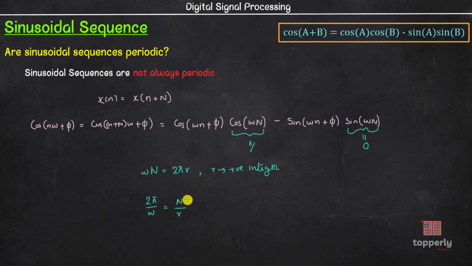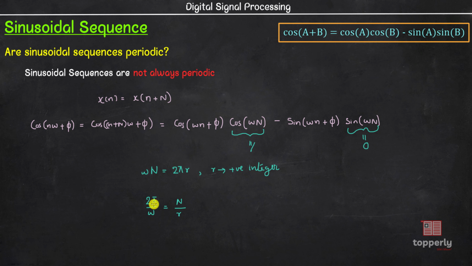Here, N is a positive integer and similarly, r is also a positive integer. This means that the ratio N by r is a rational number. Therefore, for the equation to hold true, the ratio 2 pi by omega should also be rational. So, the sinusoidal sequence is periodic only when the ratio 2 pi by omega is rational.